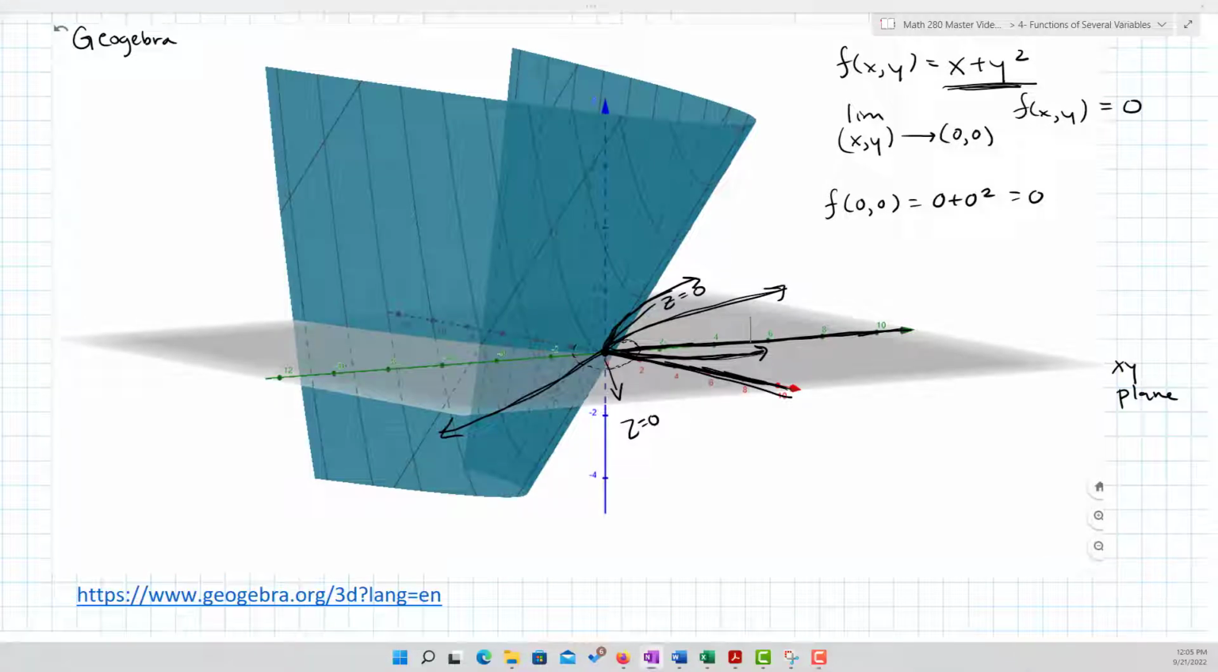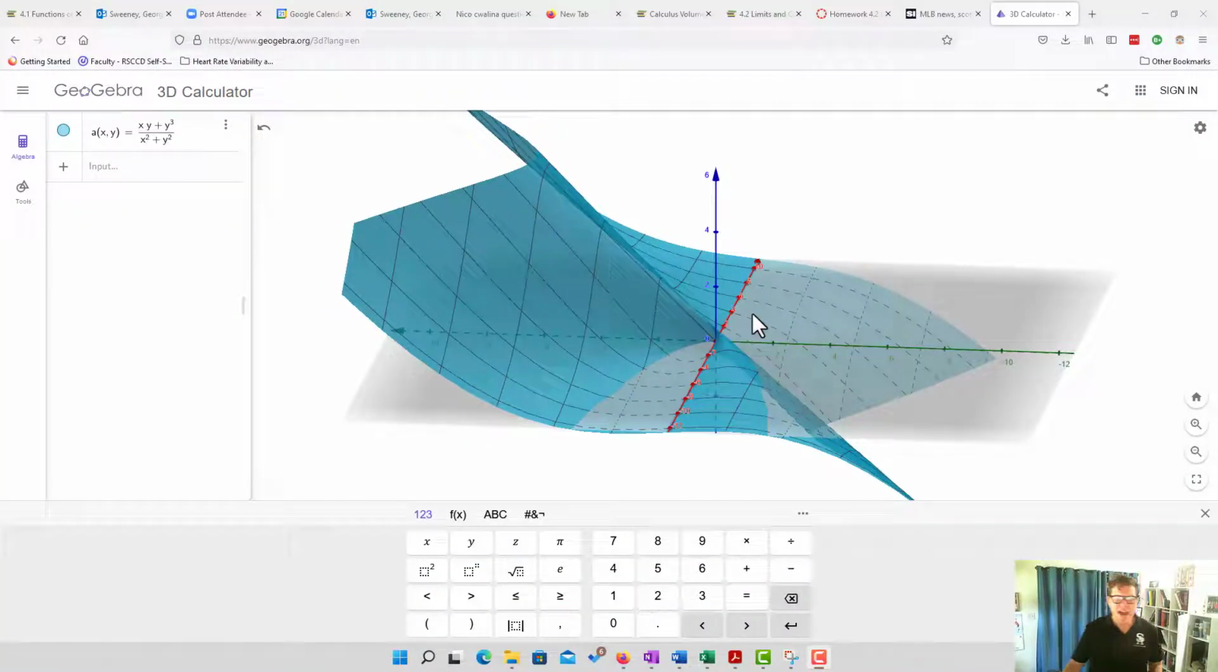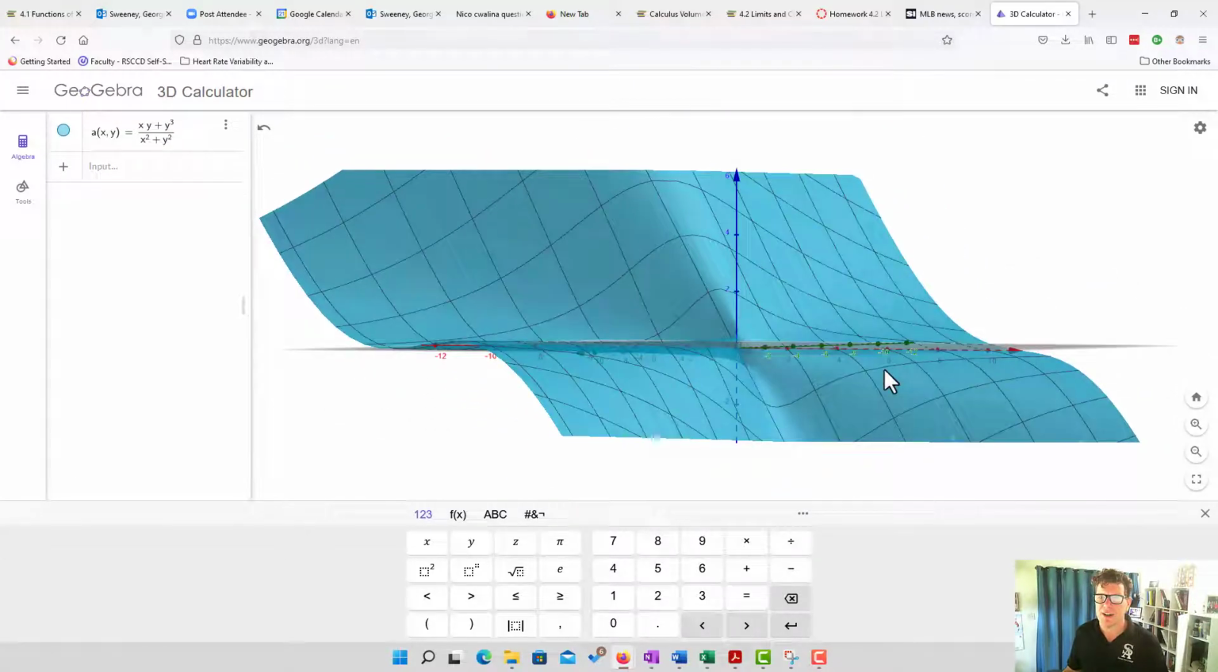Now let's consider, what if f of xy equals xy plus y cubed over x squared plus y squared? We want to evaluate the limit as xy approaches 0, 0 of f of xy. Let's take a look at the graph. Using GeoGebra, we've got this curve, and this curve is a bit different. You can see that the curve is different.